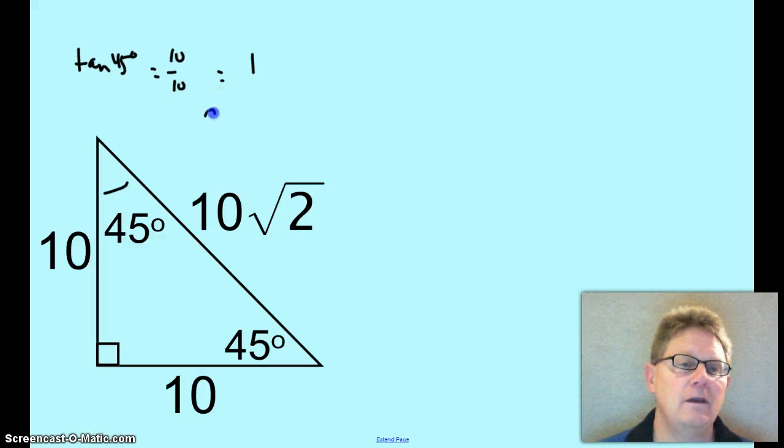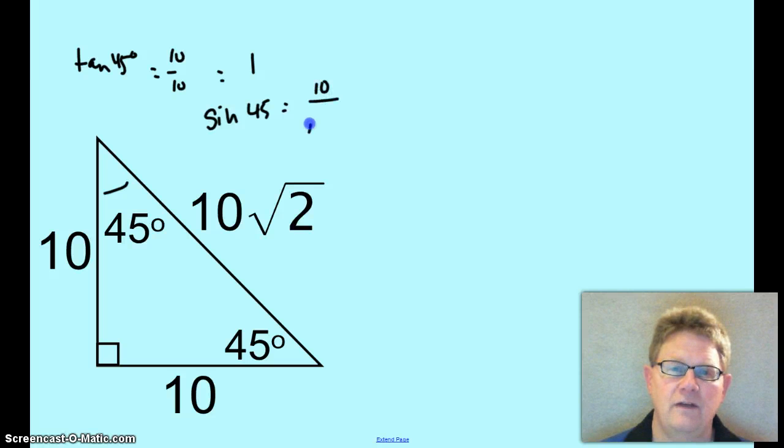Alright, let's look at the sine of that 45-degree angle. Opposite over hypotenuse. 10 over 10 root 2. Cancel out the 10s. And you got 1 over root 2. Multiply top and bottom by root 2. And the sine of the 45 is root 2 over 2.